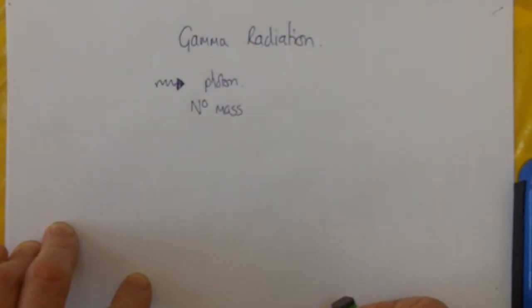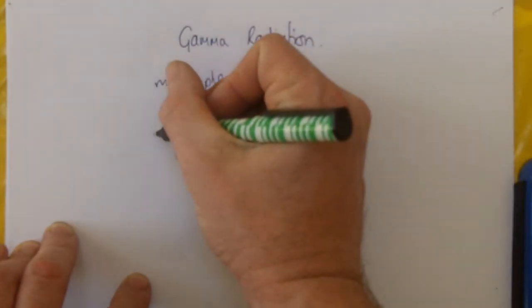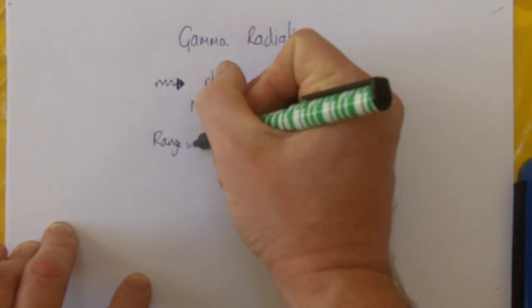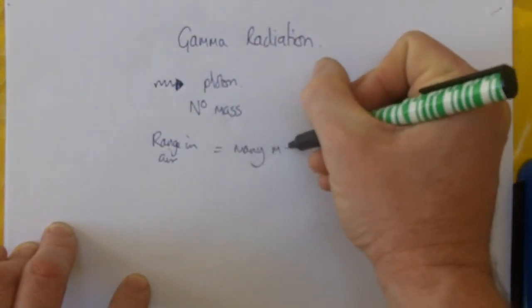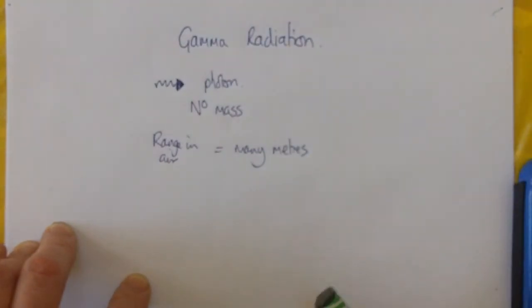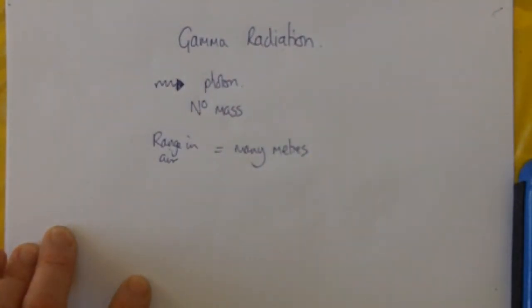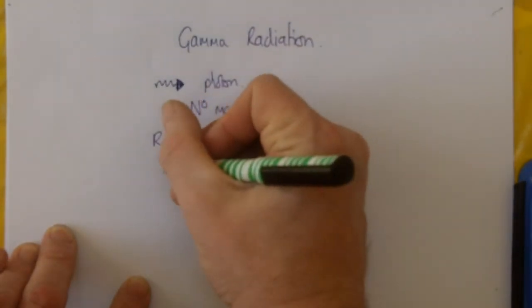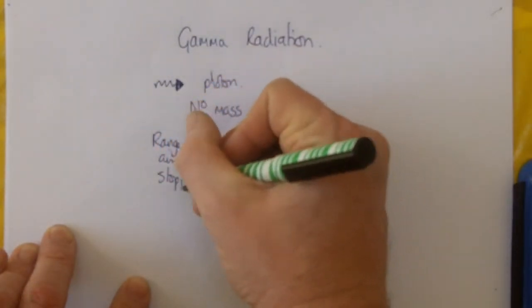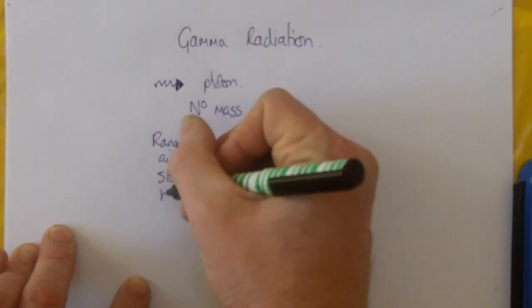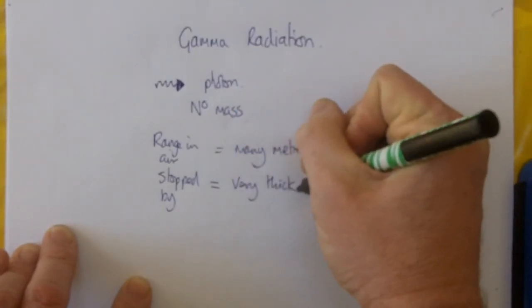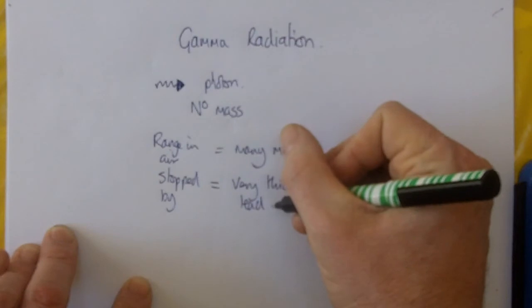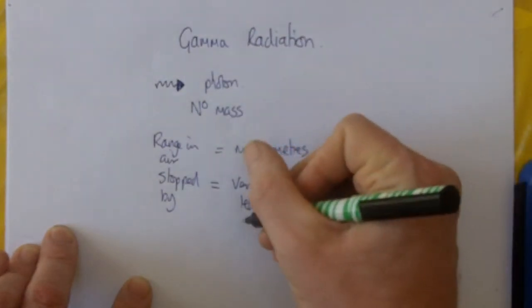Now, because gamma radiation has no mass, its range in air is quite significant. That's going to be many meters. And obviously we get gamma rays coming from all over the place, and they can travel a long way. So they travel a long way in air. To stop them is quite difficult because they are not particles. So they need to be stopped by very thick lead or several meters of concrete.